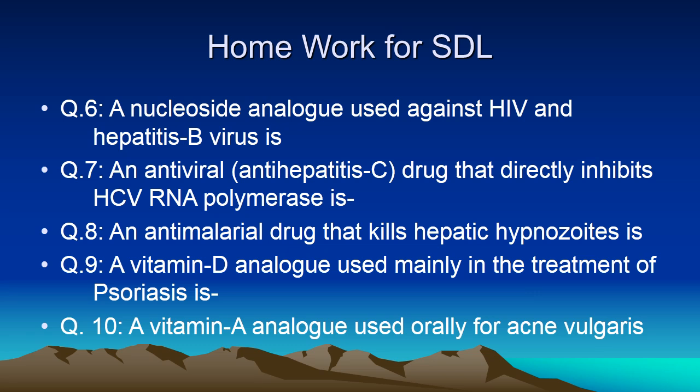A nucleoside analog used against HIV and hepatitis B viruses. A question is an antiviral anti-hepatitis C drug that directly inhibits RNA polymerase in hepatitis C virus. An antimalarial drug that kills hepatic hypnozoites is, and a vitamin D analog used mainly in the treatment of psoriasis, and vitamin A analog used for advanced acne vulgaris. These questions can be found and it will prepare you for better presenting yourself at the time of viva.